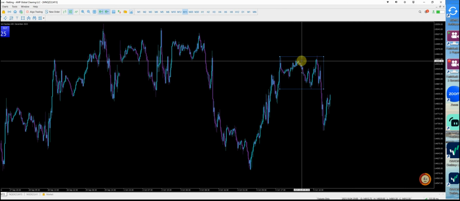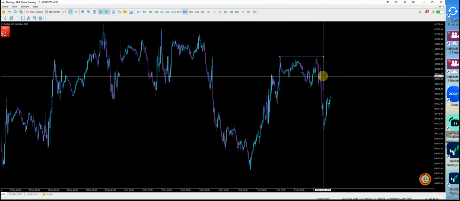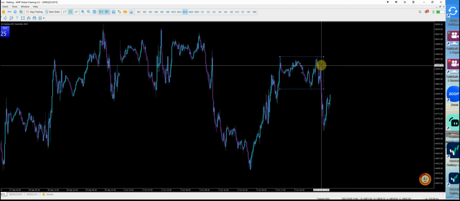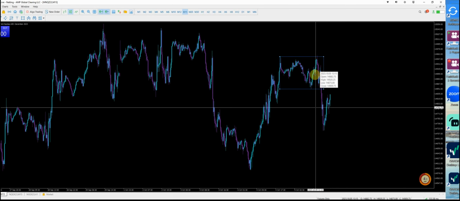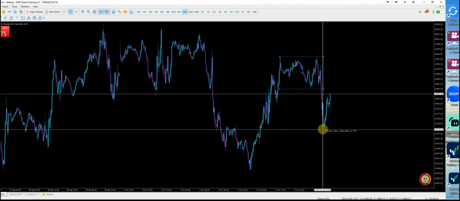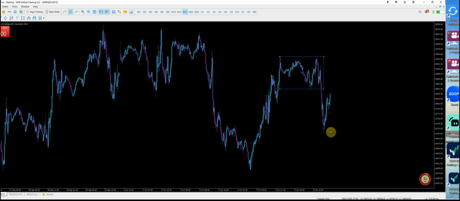If I see a defined range, which we do right here, I'll draw a box around it, and I'll look for a definitive entry on a break above or below this box. We did get one today right here, and price proceeded to drop 118 points on the NQ, which is a pretty nice drop.